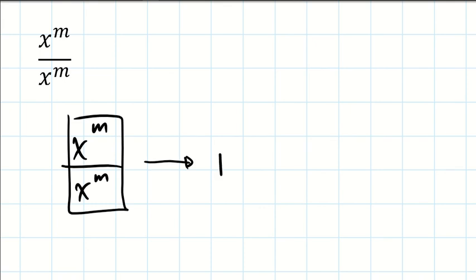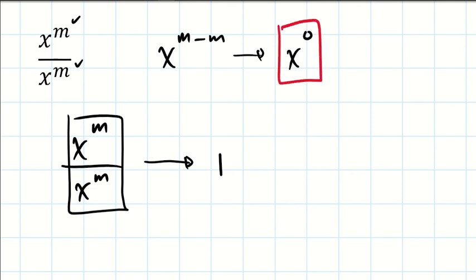And then if I look at it in terms of my exponent rules, this is going to be x to the m minus m. Well, m minus itself is 0, so this is going to become x to the 0 power. So this is a great result. If we end up getting something to the 0 power, we know that that equals the number 1.